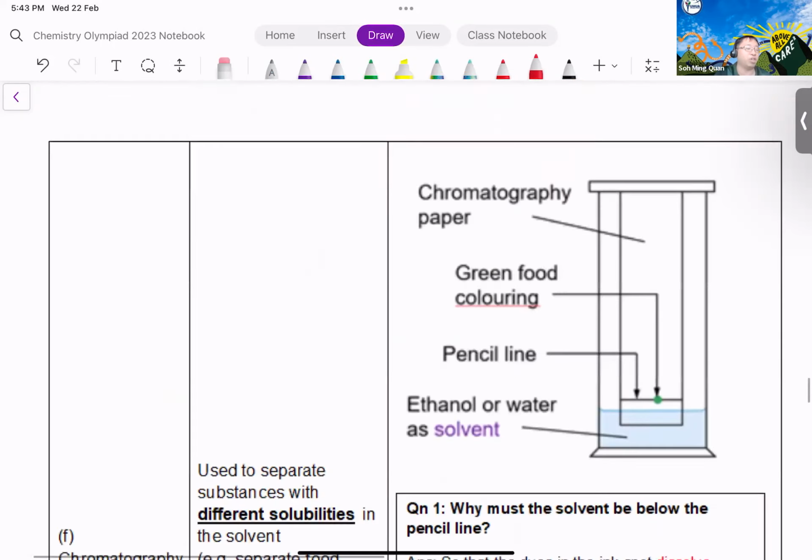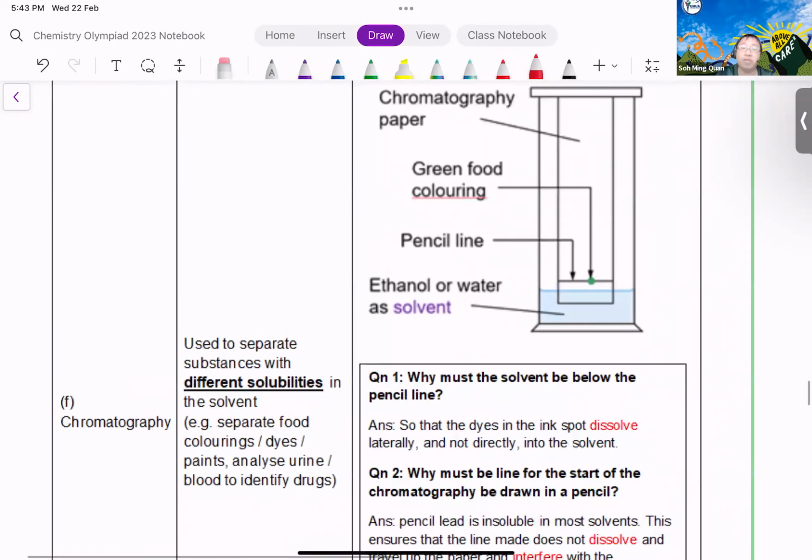This is the setup on page 9. I hope you remember all these things, including the 3 questions on page 9. Why must the solvent be below the pencil line? Why must the pencil line be drawn using a pencil? Why must the flask for the chromatogram be covered? I hope you still remember these things. And I hope you remember chromatography separates substances based on their solubilities in the solvent. The fact that your food colorings, your paints, your dyes, your drugs in the urine can be separated is because they have a different solubility in the solvent that you had chosen.